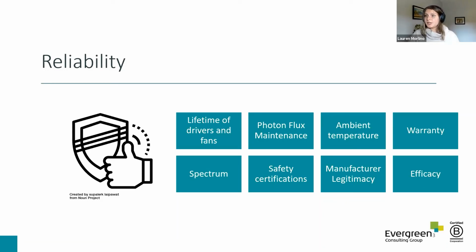Spectrum, another thing that a lot of growers ask about. The DLC list provides information about spectrum and how much spectrum is provided in each category of light in the electromagnetic spectrum. This is something where you can compare your existing high pressure sodium fixtures to a new LED fixture and make sure that your plants are going to be happy under a new technology.